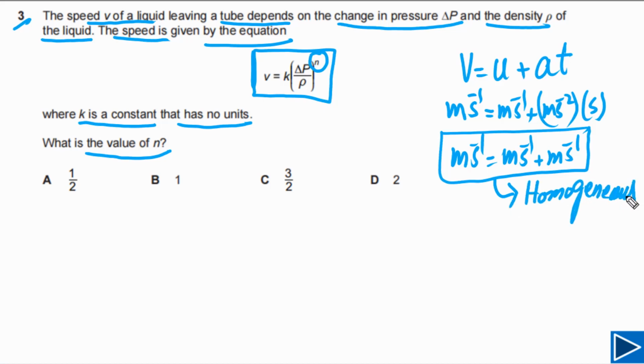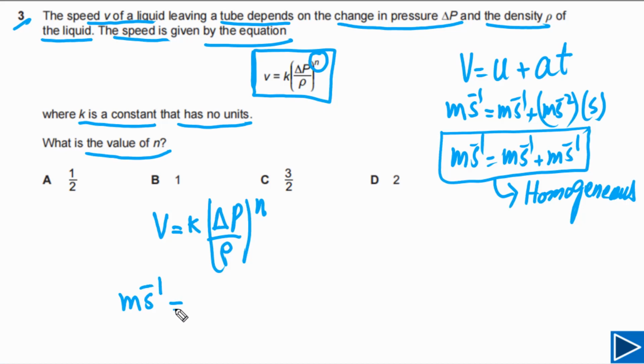So this is the main concept we need to understand. Now let's apply this concept here. First of all, we write down the unit for v. I can write this equation again. As K has no unit, let me rewrite it without K. So this is delta P by rho, to the power of n. Now we need to write down the units. The unit of speed is meter per second. K has no unit, and the unit of P we need to understand.